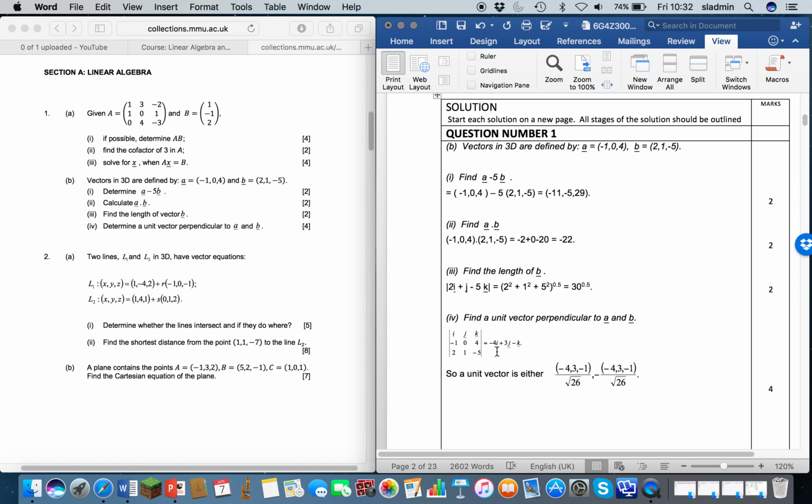Now to find a unit vector, we divide by the length of this vector, which you can see is root 26. Now you'll notice for this question there are two possible answers, because this vector is perpendicular to A and B, and obviously the negative of this vector is also perpendicular to A and B. So either of these vectors is perpendicular to A and B. And that concludes the solutions to question number 1.